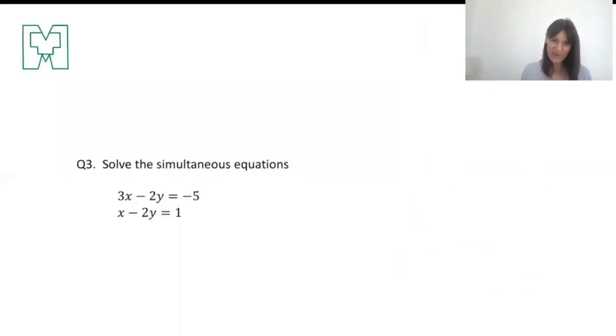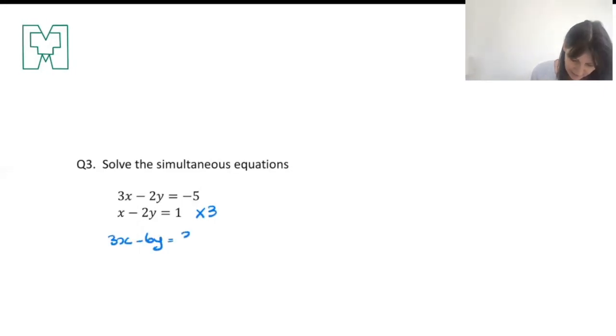There is your next question. Simultaneous equations. We should be awesome at these by now. All right, off you go. Press play when you're ready. So I'm going to times this one by 3, which is going to give me 3x minus 6y equaling 3. And then we can go to work on them.